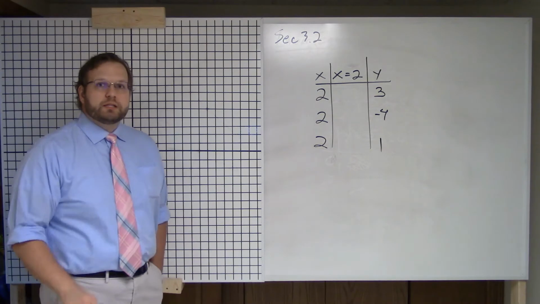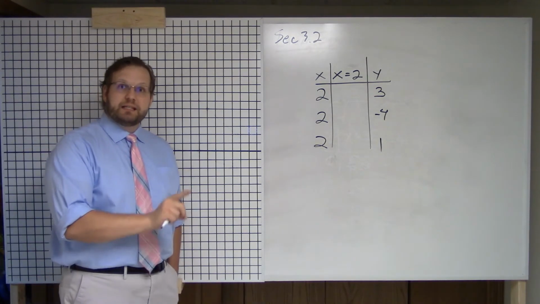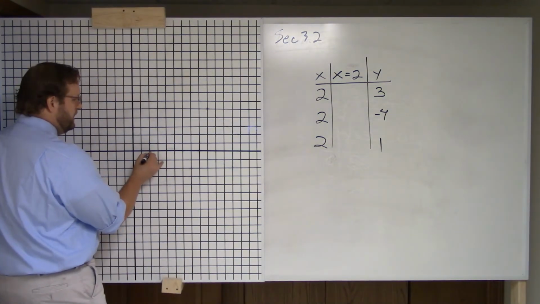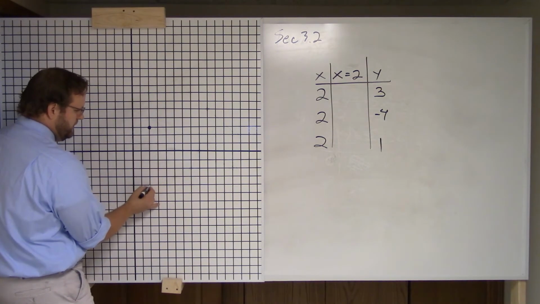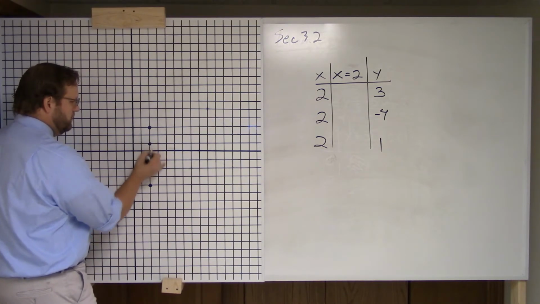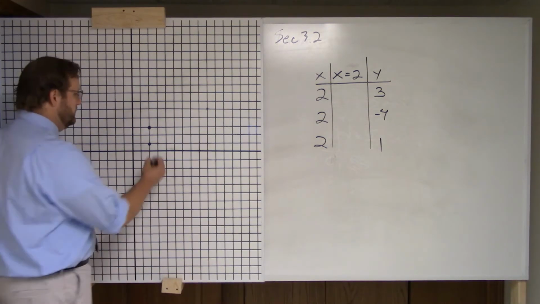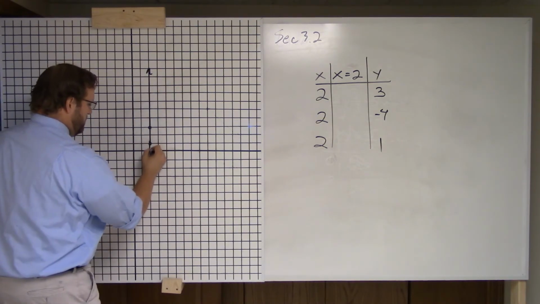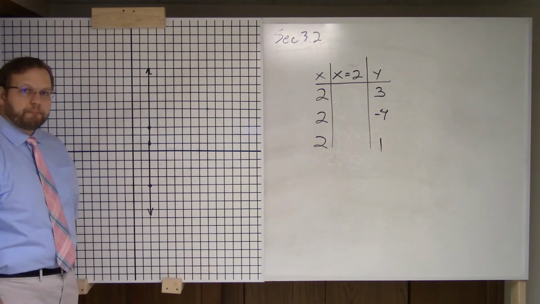I have 3 points, all of them with an x of 2. That satisfies the equation. What kind of line is this going to be? If I go 2, comma 3, if I go 2, negative 4, if I go 2, comma 1, I just created what's called a vertical line. And there we go. Okay?